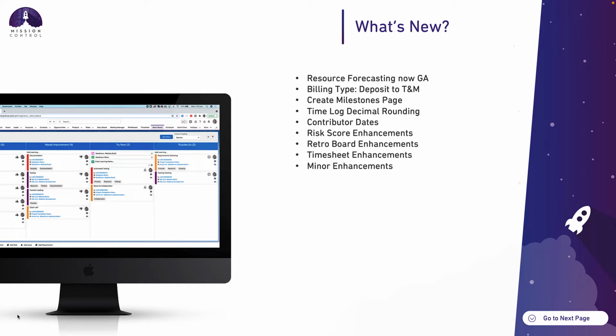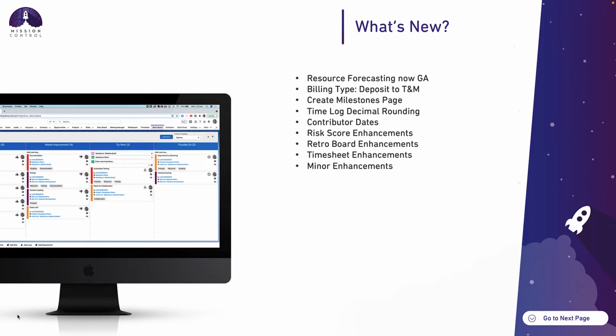We've had a few customers ask for the ability to automatically round up or down the time log decimals, so we've added that feature in, and there's also the ability to add in specified dates for individual contributors. We've enhanced the probability and impact ratings on the risk object, expanding the risk score options. Minor enhancements to the retrospective board, a number of enhancements to the timesheet that we'll walk you through, and then a few minor enhancements as well.